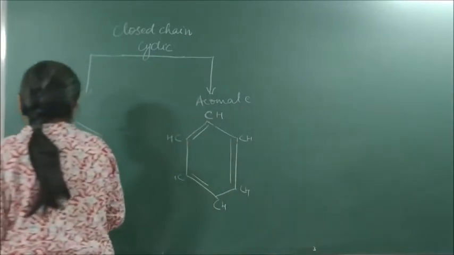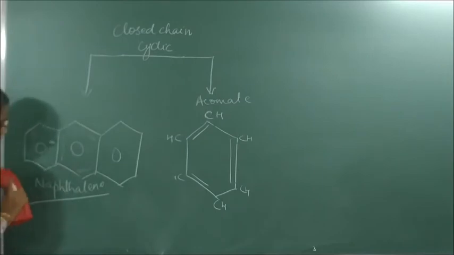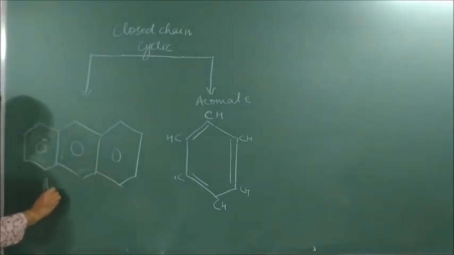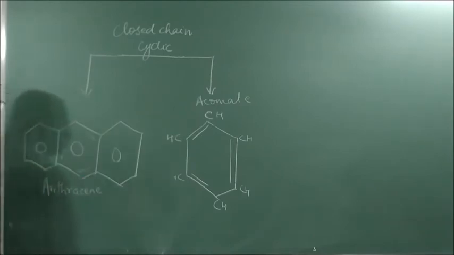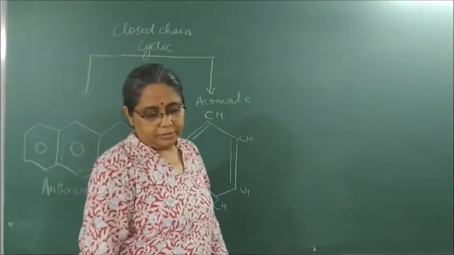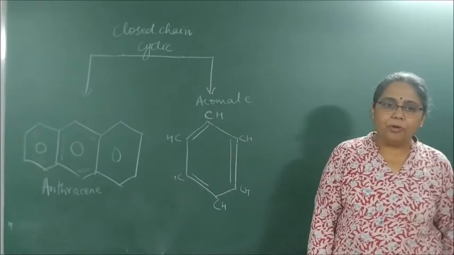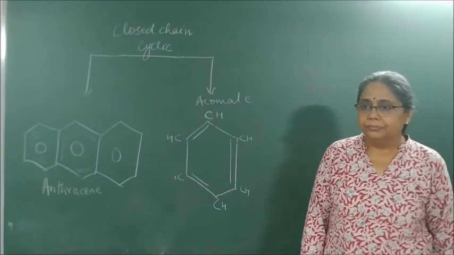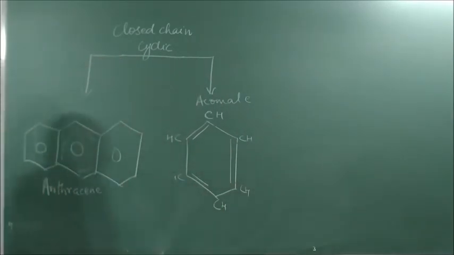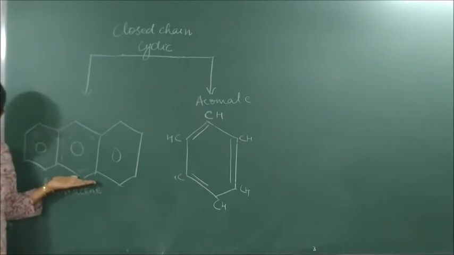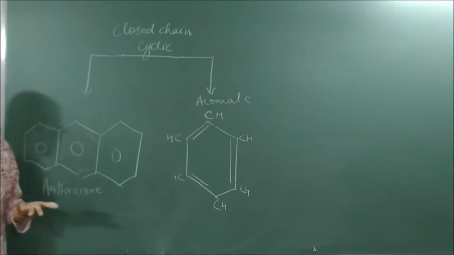Fine. Now let us draw one more benzene ring. Three benzene rings together are called anthracene. So examples of aromatic compounds, clear? Everywhere, to satisfy carbon, we will always use what? Hydrogen.